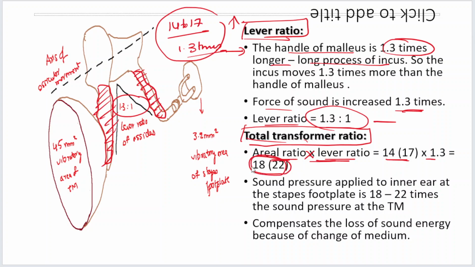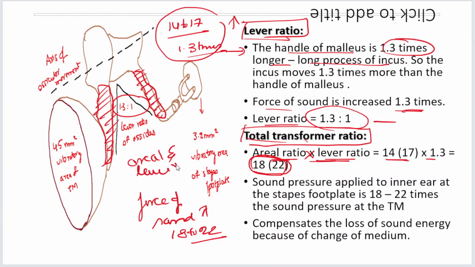That's what I said just now, that the force of the sound is increased. Force of the sound is increased by 18 to 22 times because of areal ratio and lever ratio. Multiply these two, you will get this number. Okay, sound pressure applied to the inner ear at the stapes footplate is 18 to 20 times. It is not just the sound.